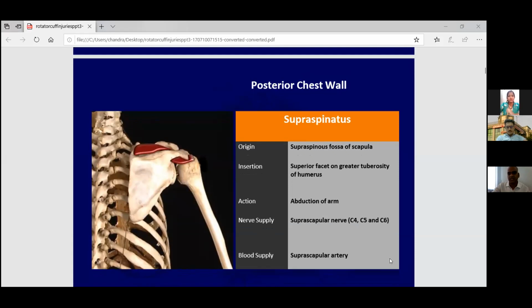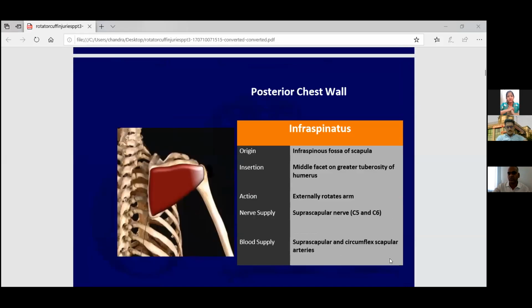The next muscle is the infraspinatus muscle of the posterior chest wall. You know the origin is the infraspinatus fossa of the scapula. Again, the insertion is the same, the greater tuberosity of the humerus. The function is external rotation of the arm. Nerve supply is again the suprascapular nerve, root value C5, C6.